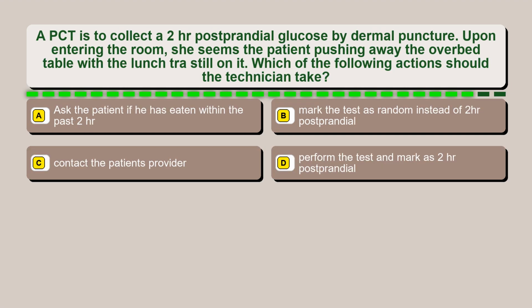Question 43. A PCT is to collect a 2 hours postprandial glucose by dermal puncture. Upon entering the room, she sees the patient pushing away the overbed table with the lunch tray still on it. Which of the following actions should the technician take? Option A, ask the patient if he has eaten within the past 2 hours. Option B, mark the test as random instead of 2 hours postprandial. Option C, contact the patient's provider. Option D, perform the test and mark as 2 hours postprandial.